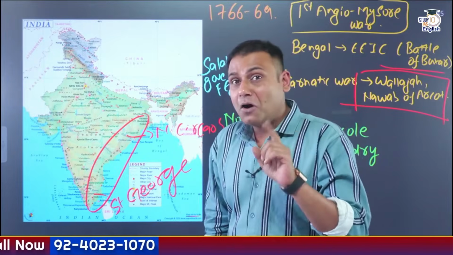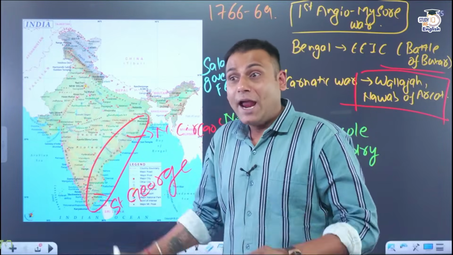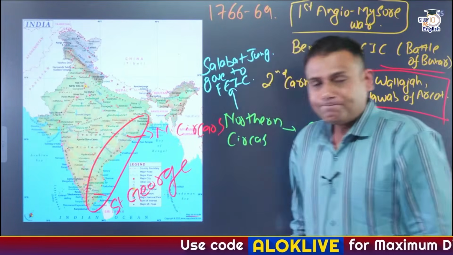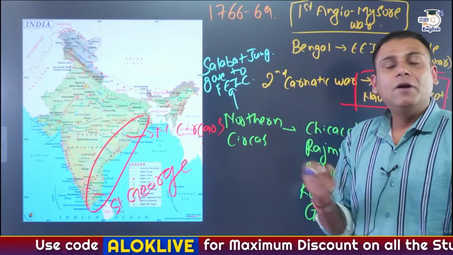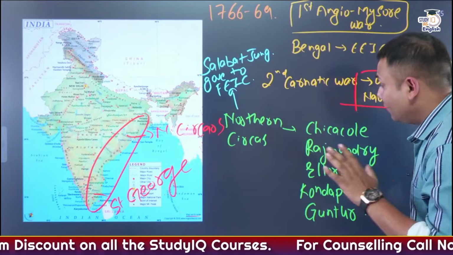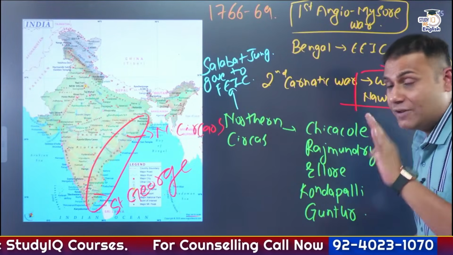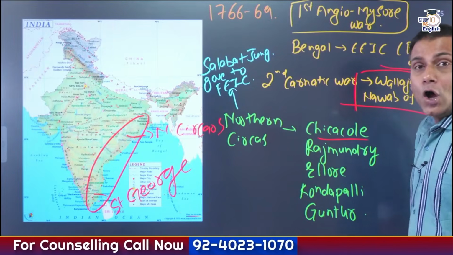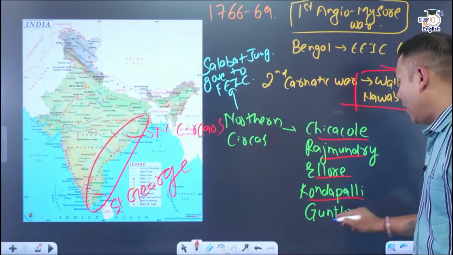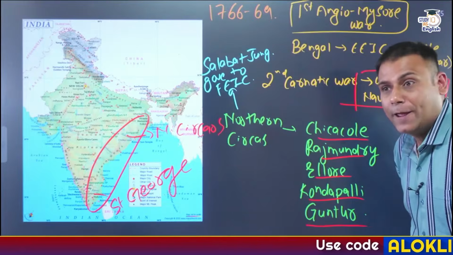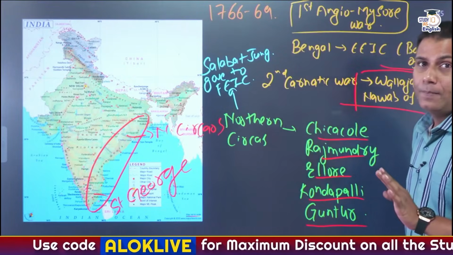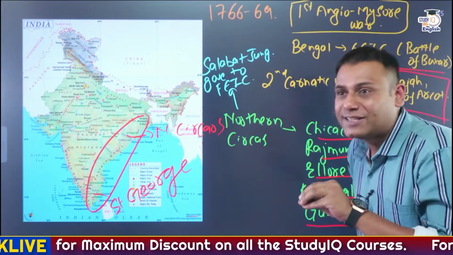So to connect the region of Fort William and Fort St. George, it was necessary to acquire the region of Northern Sarkars. What is the importance of Northern Sarkars? It had five important territories within it: Chikakol, also referred to as Srikakulam, Rajahmundry, Ellore, Kondapalli and Guntur. And these five territories were quite economically prosperous. So it was necessary to acquire these territories.